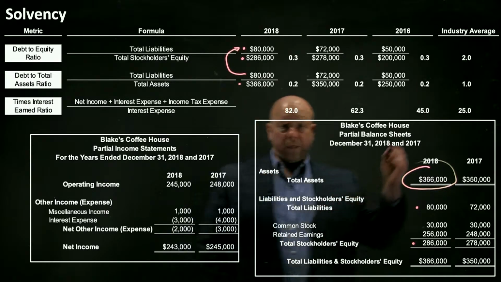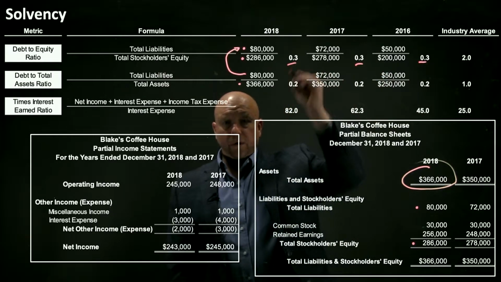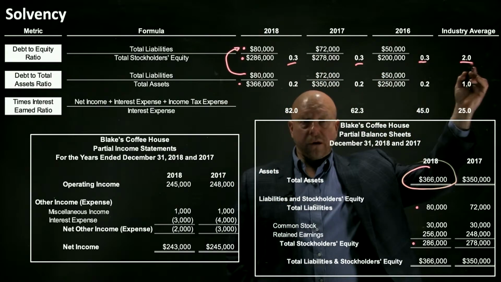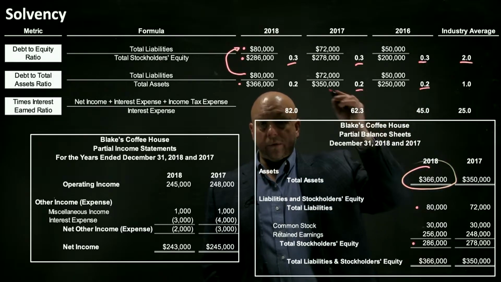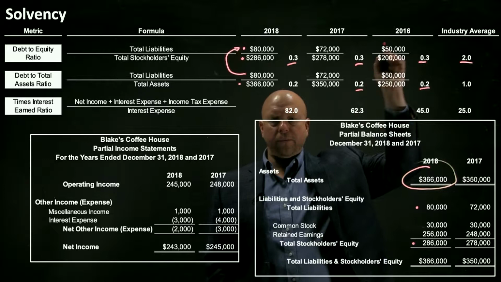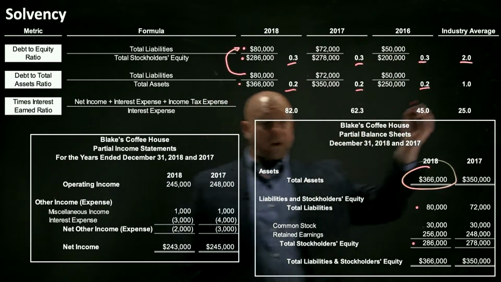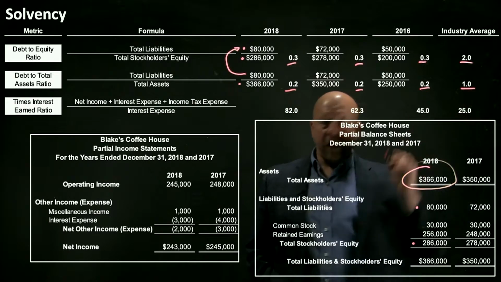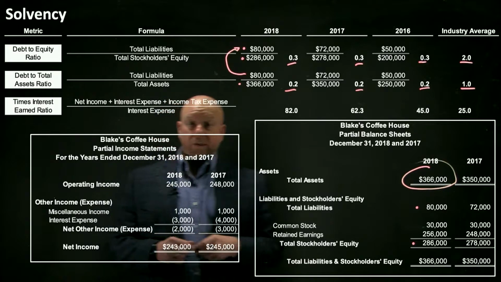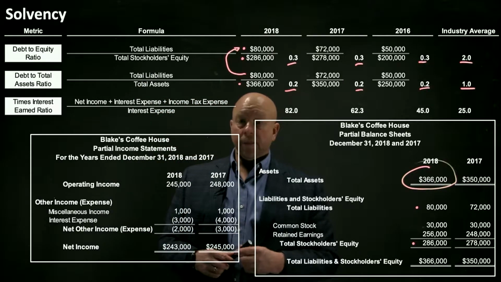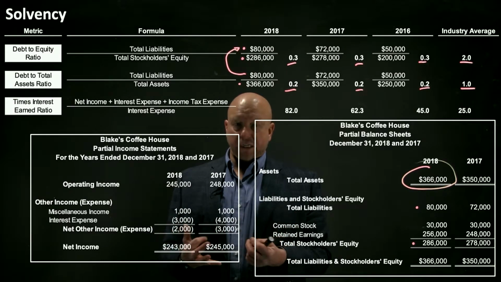So as we look at this company, they've maintained 0.3 for their debt to equity. I misspoke up there. That's far below the industry average. Debt to total assets has been 0.2. Also very low, very stable, and below industry averages. So I would say that the solvency of this company, based upon these first two ratios, is very favorable, a very safe position.